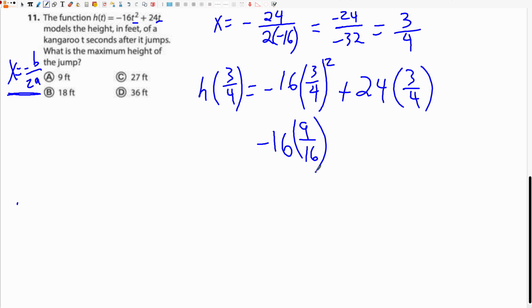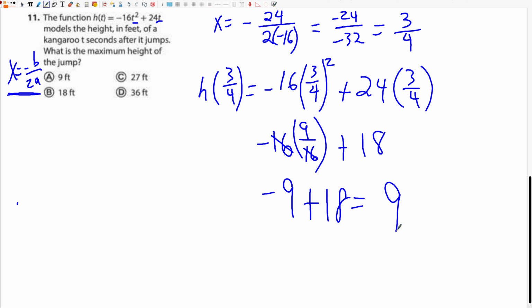You can type this straight into a calculator, it'll help you too. Plus 24 times 3/4. 24 divided by 4 is 6, 6 times 3 is 18, so plus 18. 3/4 of 24 is 18. So negative 16 times 9/16 is negative 9. The 16 and the 16 cancel out, so I have negative 9 plus 18, which is 9.